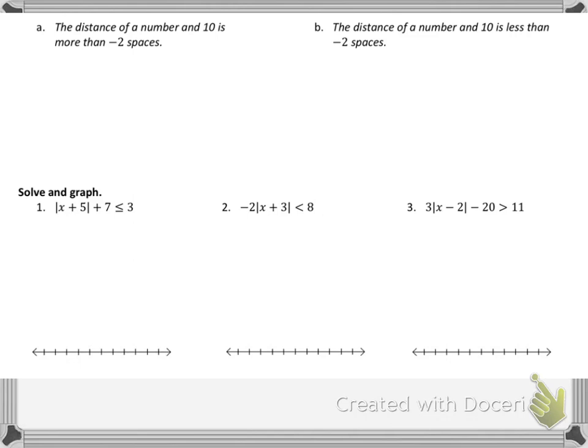The next part, looking at what looks normal but is actually a unique sentence. It says, the distance of a number and 10 is more than negative 2 spaces. Now that's weird. This little phrase right here is a little weird. The distance of a number and 10 is more than negative 2 spaces.